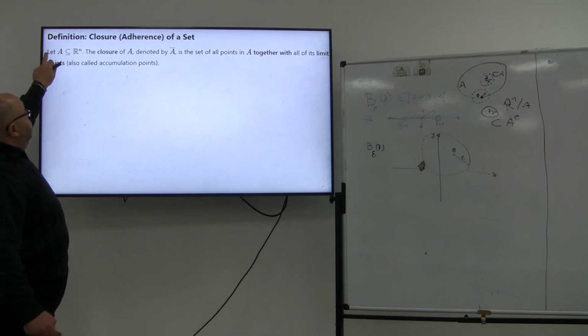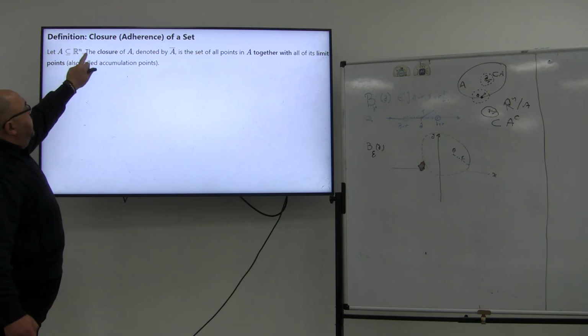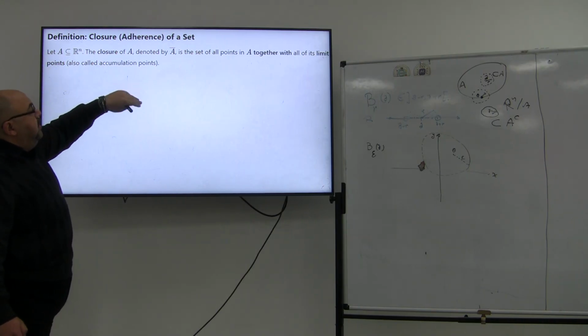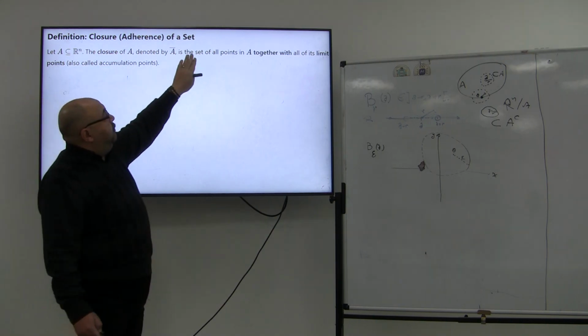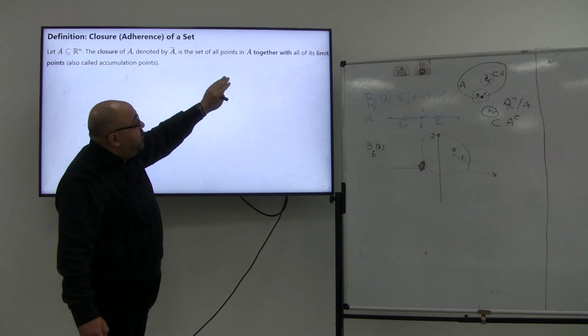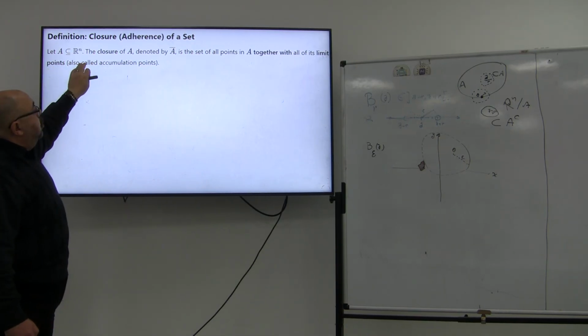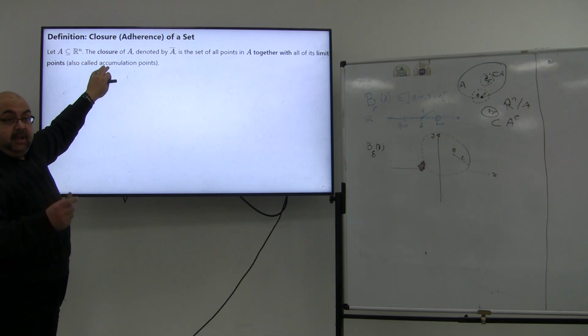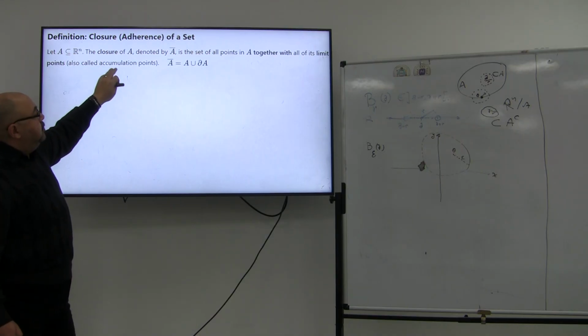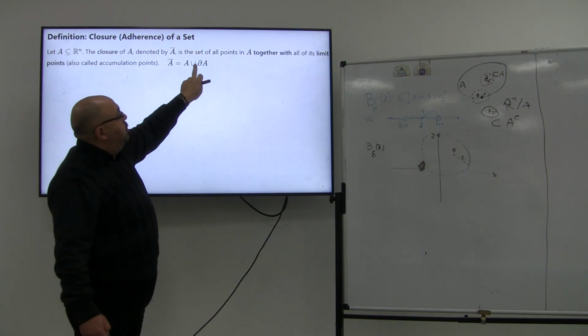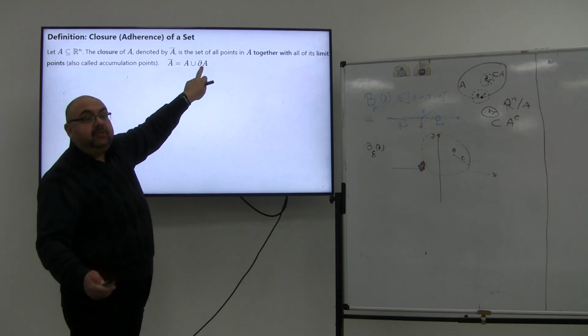So let A be contained in Rn. The closure of A, denoted by A dash, is the set of all points in A together with all of its limit points, also called accumulation points, which means the boundary, both of them. So it's A union, as I told you, partial of A or frontier of A.